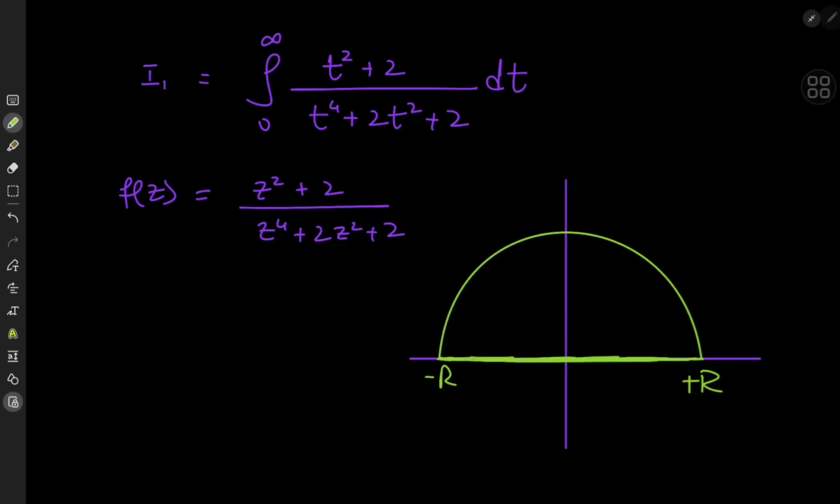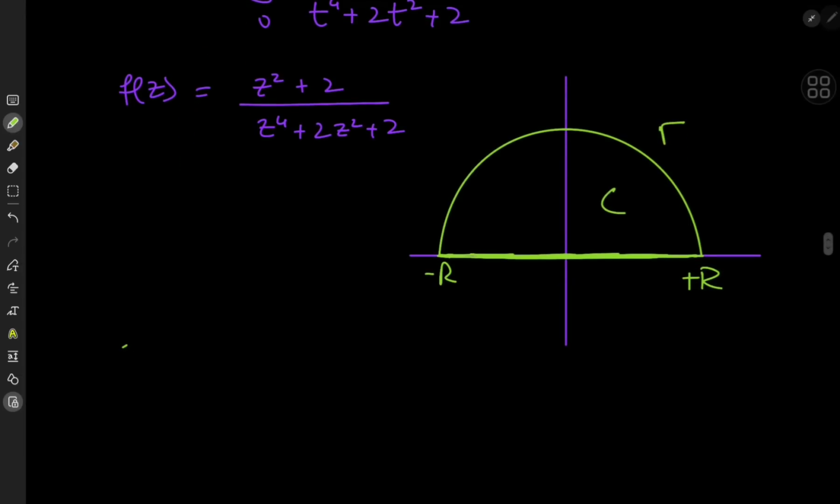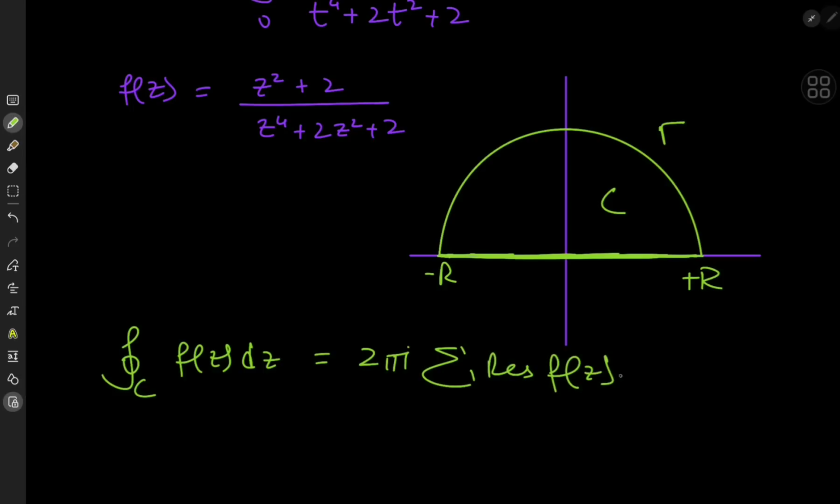We're going to call it C, and we're going to call this semicircular arc part of it uppercase gamma. So we're interested in the integral over the closed contour C of f of z dz, and we know that this is going to be equal to 2 pi i times the sum of the residues of the function f of z enclosed by our contour C.